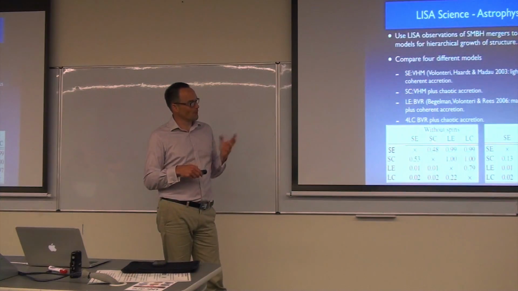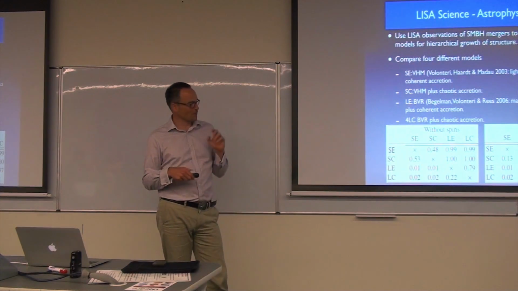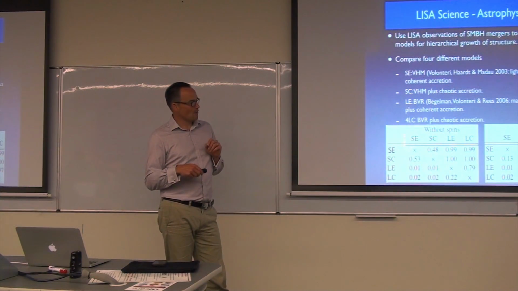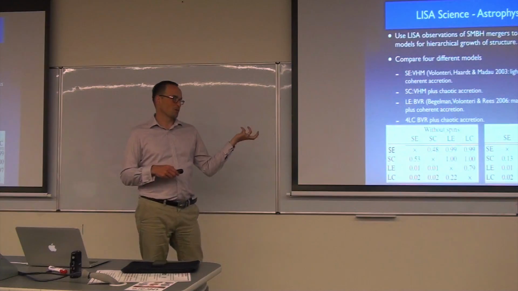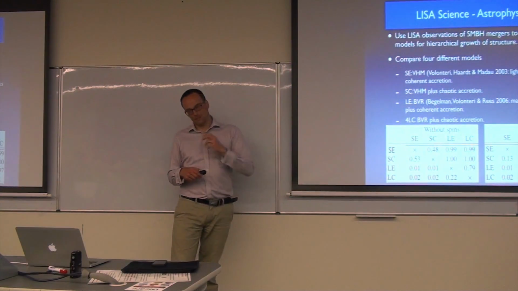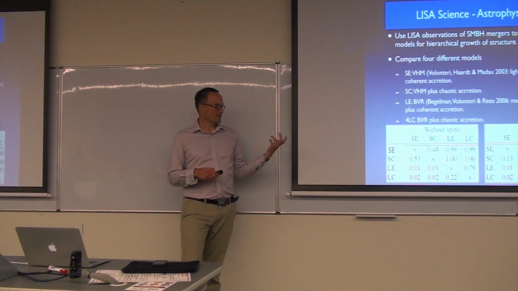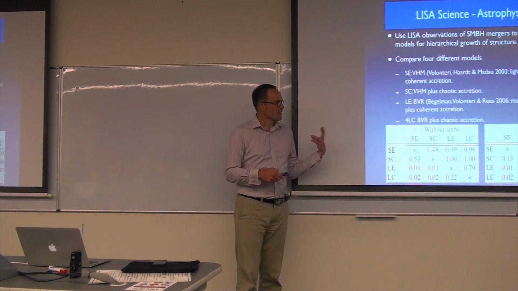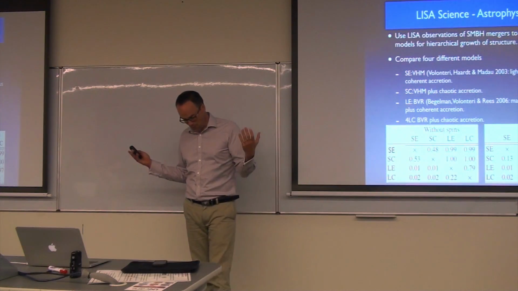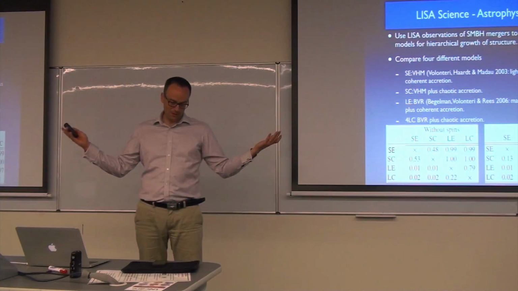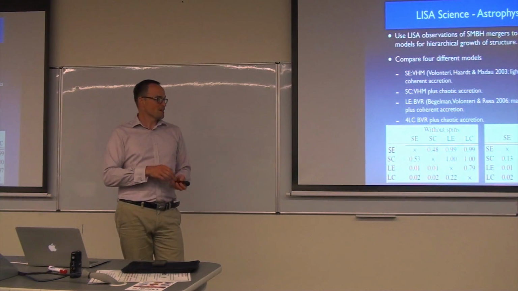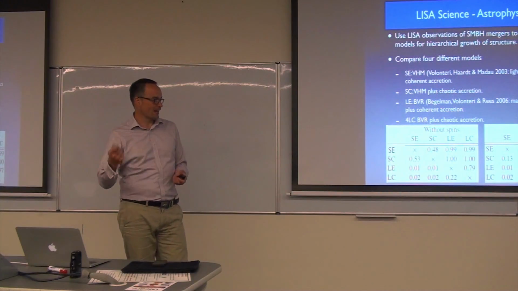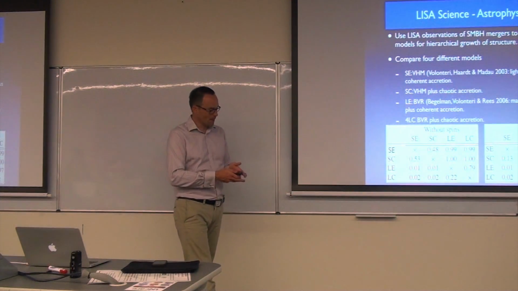Okay, so this is an example we looked at. This was for classic LISA, it was a few years ago. But we asked how well we could tell the difference between light and heavy seed models and between models that had something called efficient accretion versus something called chaotic accretion. The difference in those accretion processes: efficient accretion is when all of the material accretes in a single disk. So that means it coherently adds angular momentum and it spins the system up.